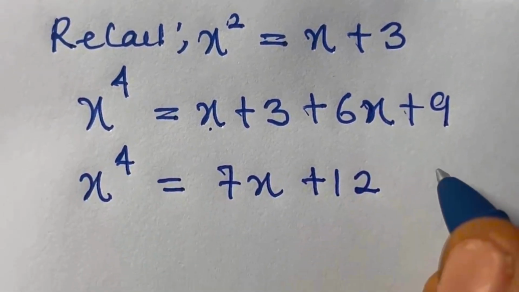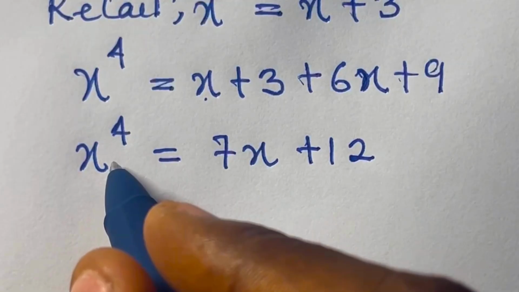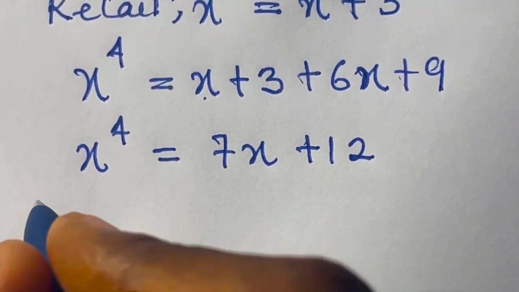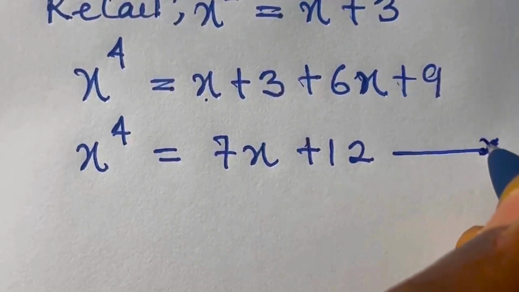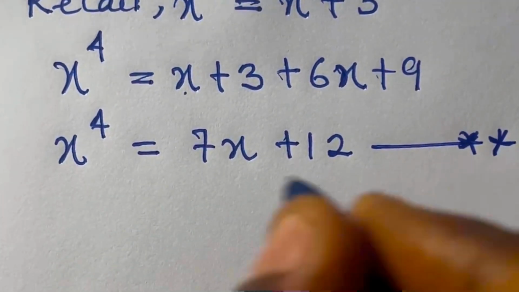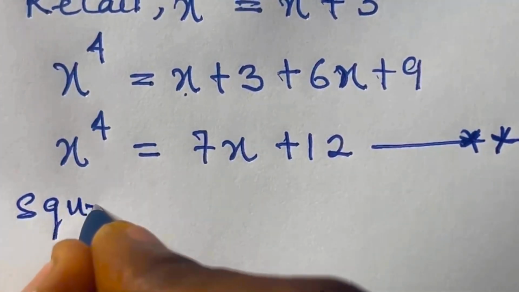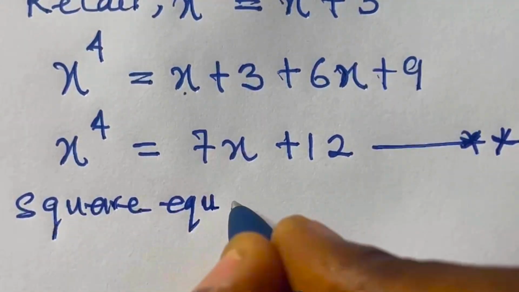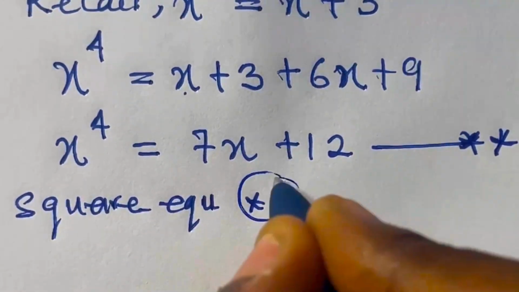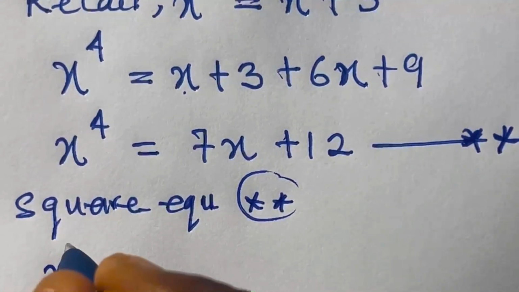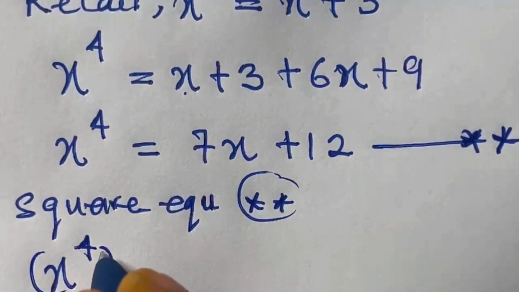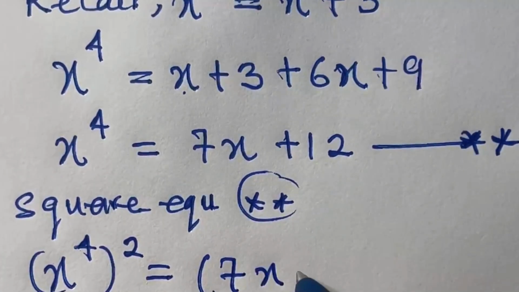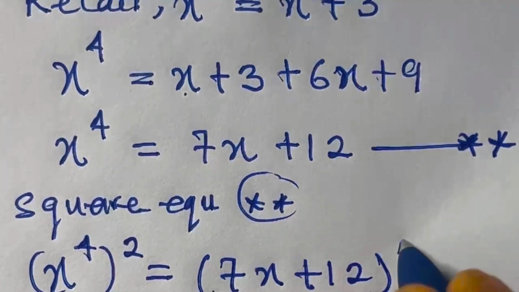But still we are going to x raised to power 7. Let's square this again, right? Square this equation, so we have (x raised to power 4) squared equals (7x plus 12) squared.